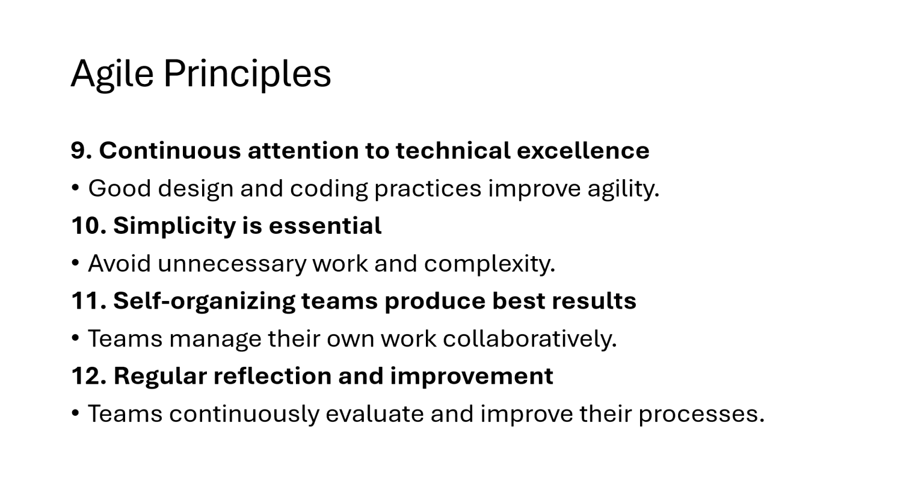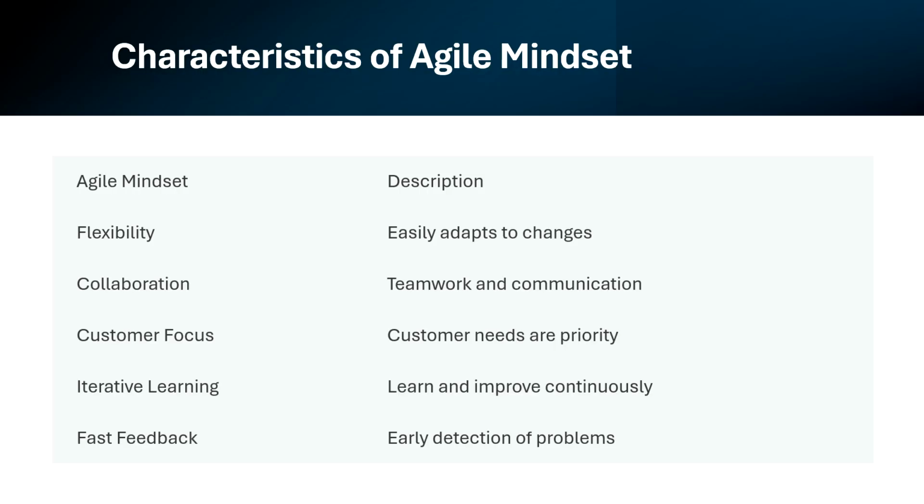So if we follow these 12 principles, only then can we achieve the actual agility in terms of those four core values which were told to you at the start. So agile is not only a process, it is also a mindset. It is a culture. It includes flexibility, collaboration, customer focus, iterative learning, and fast feedback, as we have already discussed.